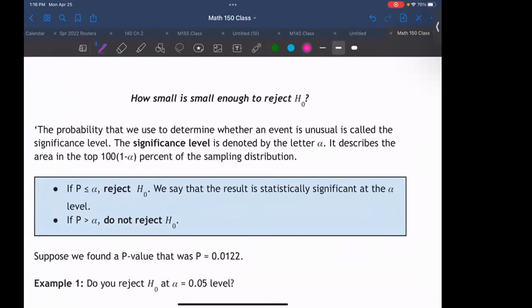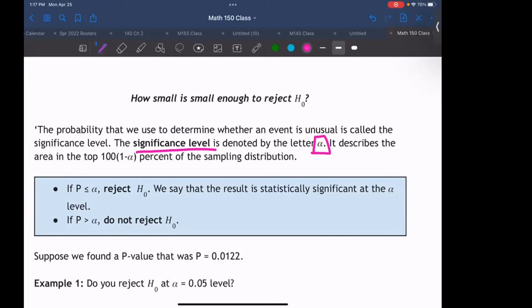I think the hardest part about p being large enough or small enough to reject or fail to reject the null hypothesis brings on the question, well, how small is small enough to say, okay, we're going to reject the null hypothesis? And how big is big enough to fail to reject the null hypothesis? This depends on this thing called the significance level. The significance level is this letter alpha. Every single question is going to give you the significance level. You will never have to figure it out on your own.